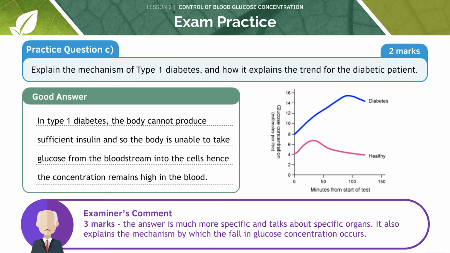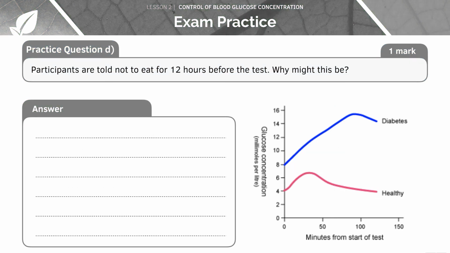This is a better answer. In type 1 diabetes, the body cannot produce sufficient insulin, and so the body is unable to take glucose from the bloodstream into the cells, hence the concentration remains high in the blood. So in this answer, you could even talk about insulin binding to the insulin receptor, therefore allowing for glucose channels to open in the cells, and therefore allowing for blood glucose levels to fall via glucose moving from the blood into cells.